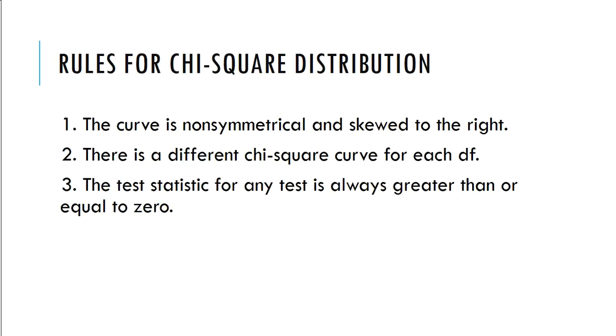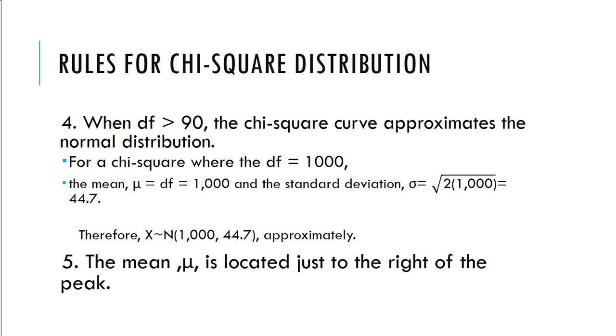So there's some rules for chi-squared. Number 1, the curve is non-symmetric and skewed to the right. Number 2, there's a different chi-square curve for each degrees of freedom. And they do look extremely different. Like if you had one with the degrees of freedom of 4 compared to the degrees of freedom of 100, they're going to look different each time. Number 3, the test statistic for any test is always greater than or equal to 0.